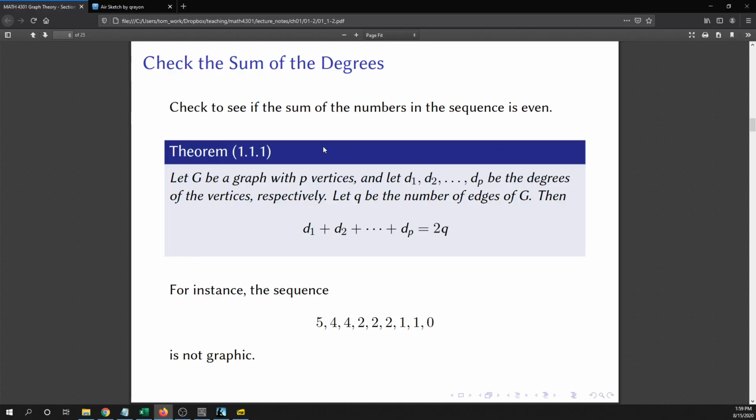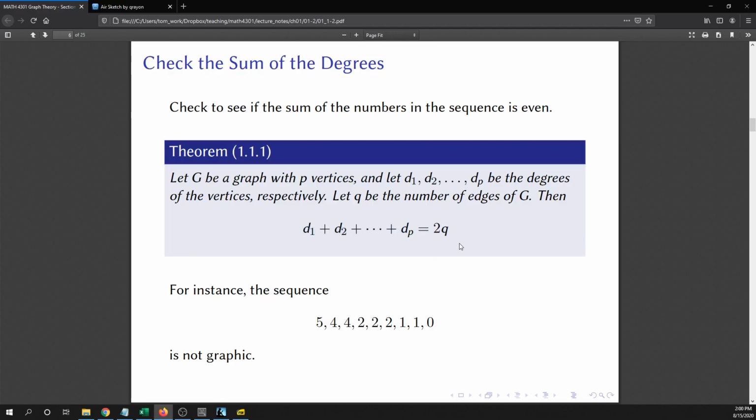All right, so the sum of the degrees is twice the number of edges. What that means is that the number on the right-hand side is 2 times some other integer, and therefore it's even. Since the sum of the degrees is even, we know that if you sum the numbers in a degree sequence, which is what this expression is, you will come up with an even number.